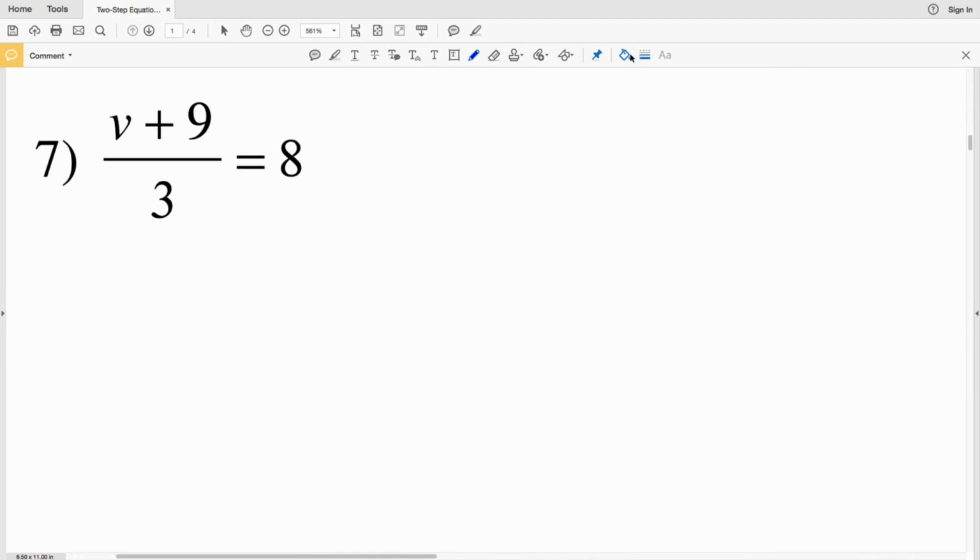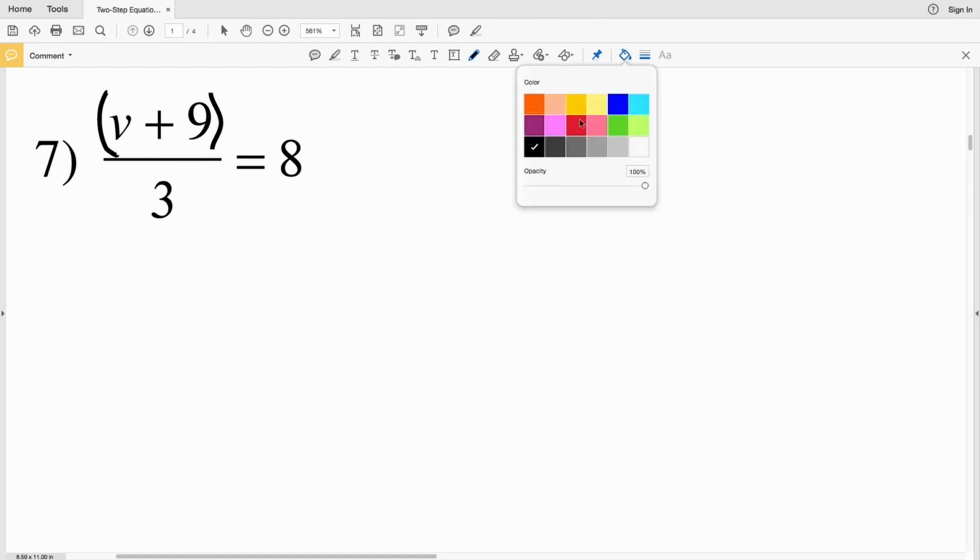Number 7, we have a fraction bar again, so we're going to insert our parentheses. So v plus 9 occurs first. We're going to have to cancel out this 3 and move it to the other side of the equation in order to have v plus 9 by itself, and once v plus 9 is by itself on one side, we no longer need the parentheses there, just as we did in number 6. So we're going to start by multiplying both sides by 3 over 1, or positive 3.